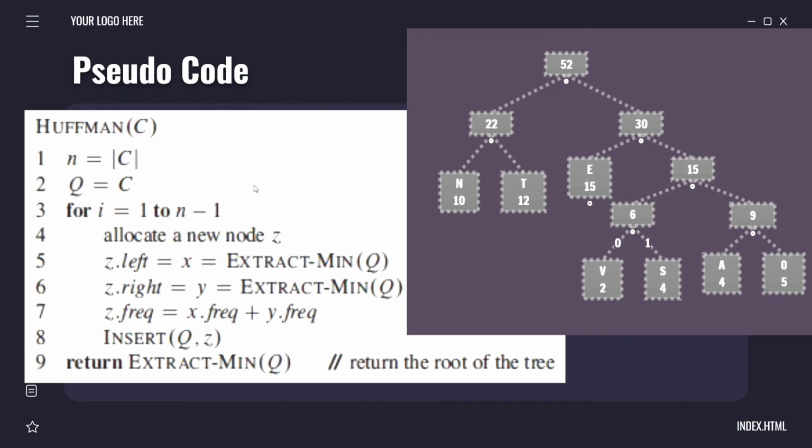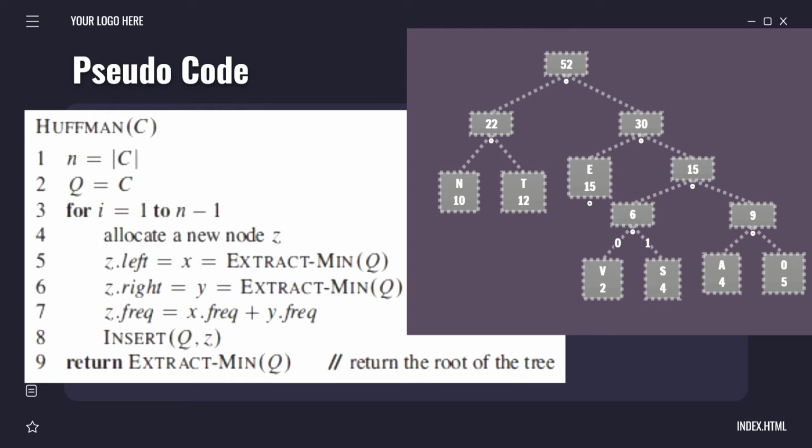So the queue would have the frequency values as 10, 12, 2, 4, 4, 5 initially. Okay, and then there are 7 characters in our example. So the value of n would be 7, and there are a total of n minus 1, that is 6 internal nodes present. So we would be applying a for loop to go from i equal to 1 to n minus 1 to basically fill the internal nodes of the tree.